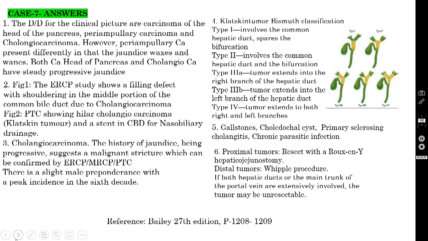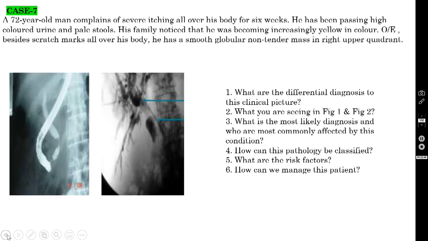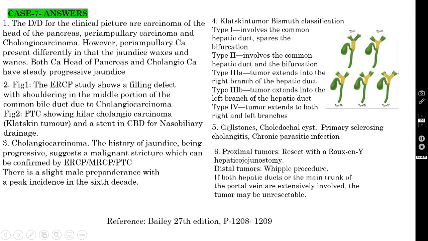What are the risk factors for developing this cholangiocarcinoma? Those patients who are having chronic gallstones, choledochal cysts, primary sclerosing cholangitis, and chronic parasitic infection, all these patients can develop this cholangiocarcinoma.